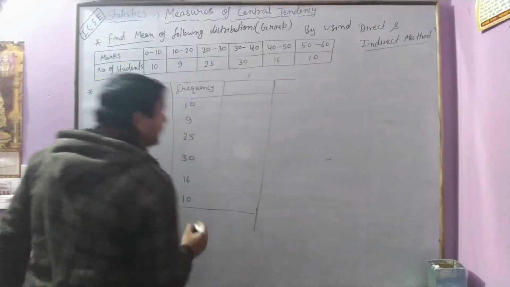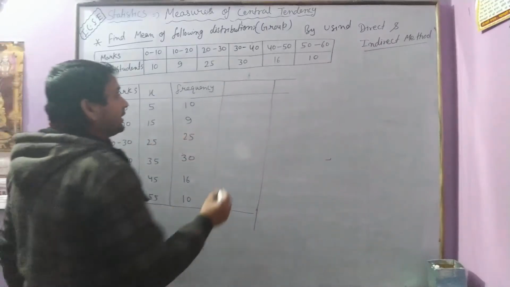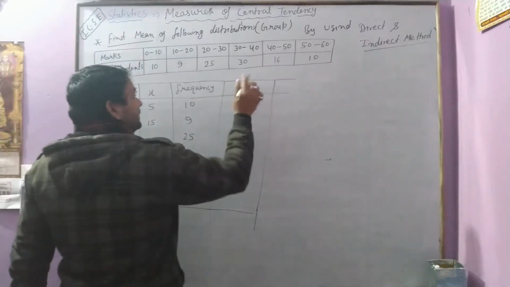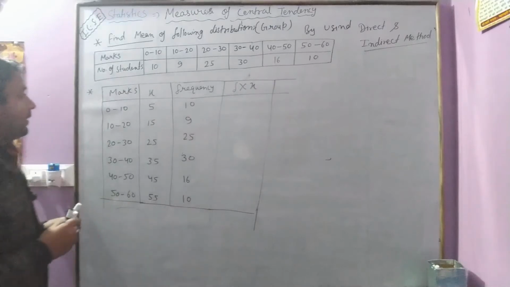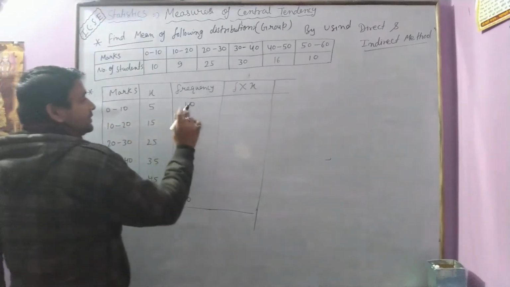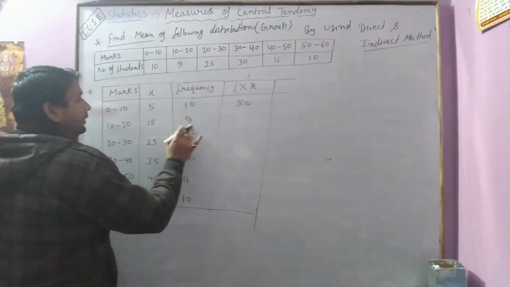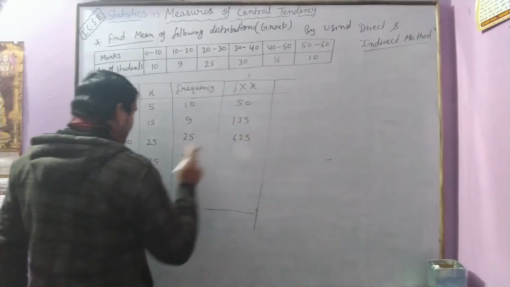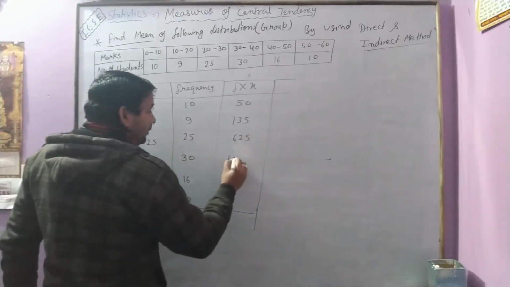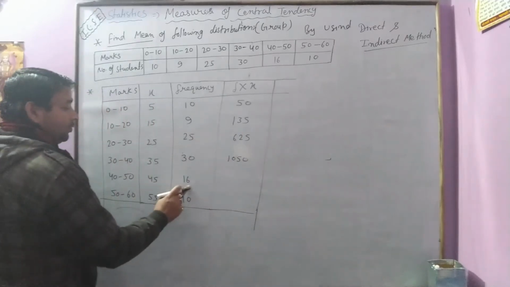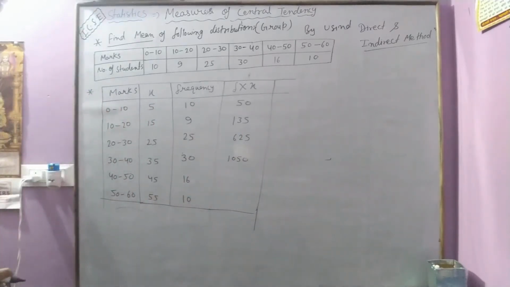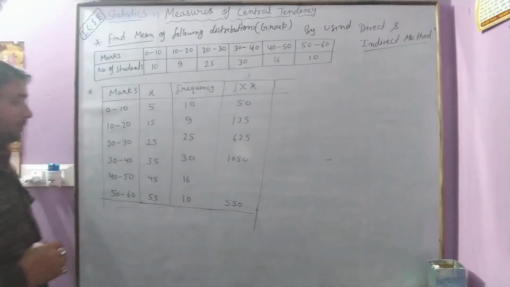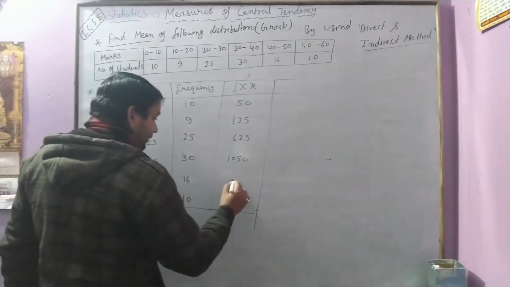As we learn that the value of mean by using direct method, we need to calculate fx. Okay, fx is f into x. Now we need to multiply this x into this 10, we get 50. 15 into 9, 135, 25 into 25, 625, 35 into this, 1050, 45 into 16. Calculate it, and the last value is 550. This you will get 720.